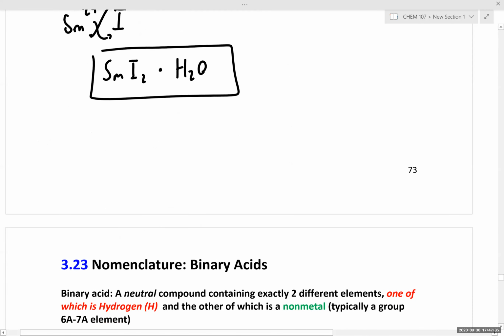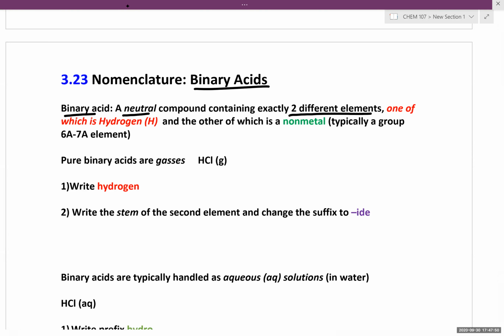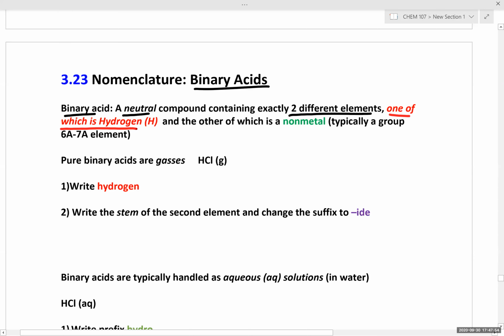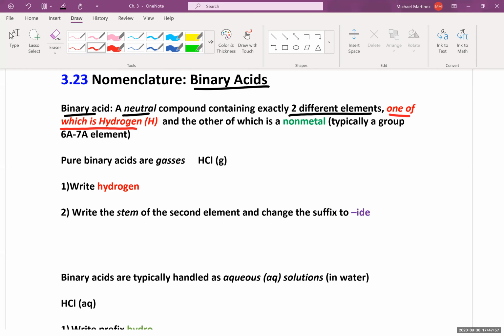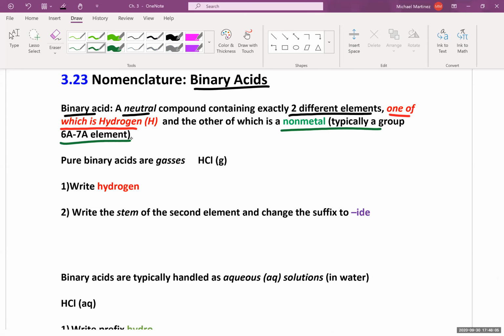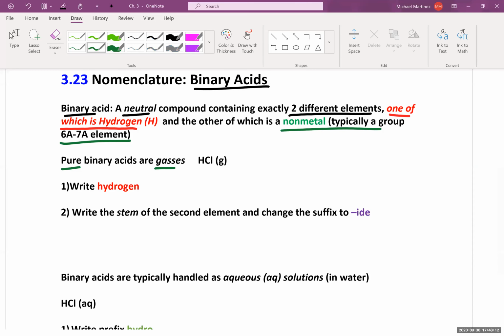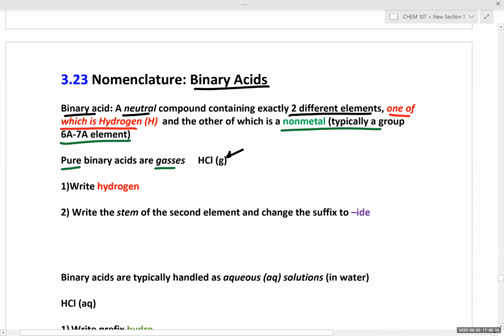Okay, let's keep going now and let's talk about our next subclass of compounds, which are binary acids. So a binary acid is a neutral compound containing exactly two different elements, one of which is hydrogen and the other of which is a non-metal, typically a group 6A or 7A element. So the state symbol is really important here. Pure binary acids are gases. So if you see the gas state symbol, we have to use the following naming convention. You write hydrogen, and then you write the stem of the second element and change the suffix to IDE.